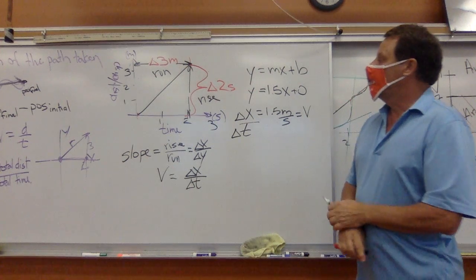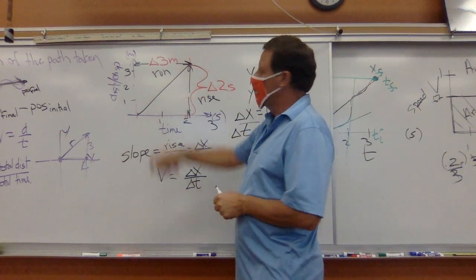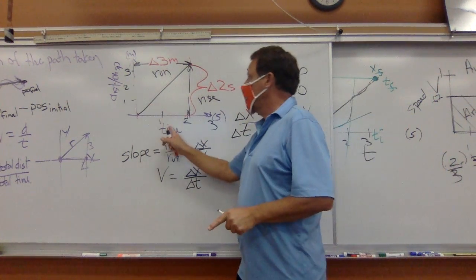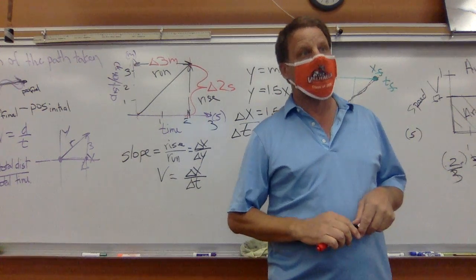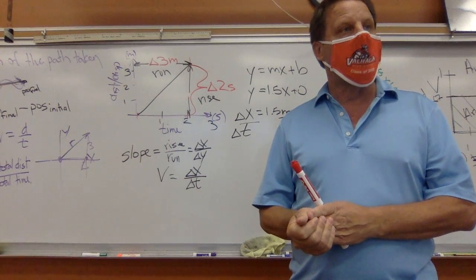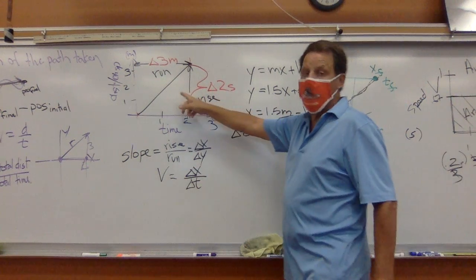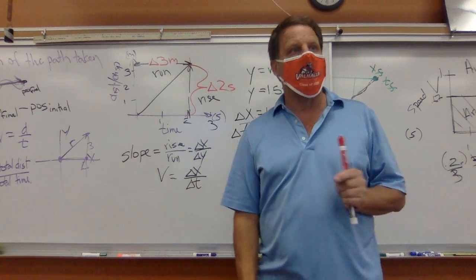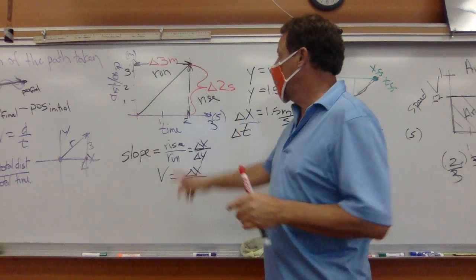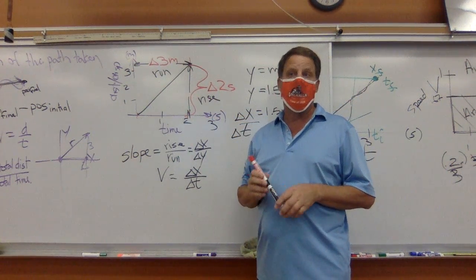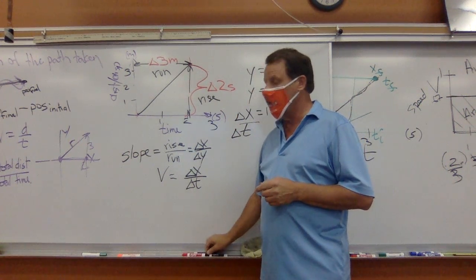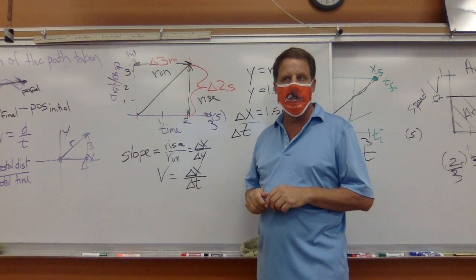Does that make sense? Okay, so we can see that the slope of a position versus time graph is going to give us our velocity. The slope of a distance versus time graph is going to give us speed. All right, you guys ready to change things up just a little bit?